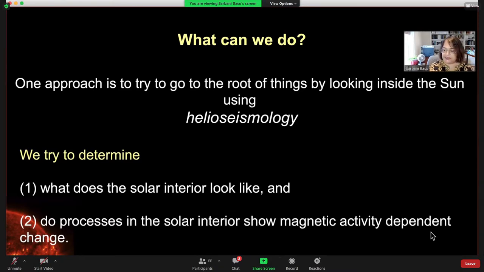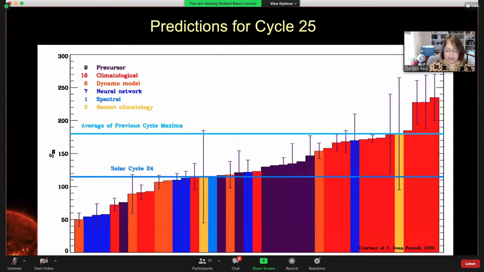There's a question asking what I mean by the strength of a solar cycle. It means, at the maximum of the solar cycle, what is the number of sunspots that you will see? Because at the minimum there are no sunspots, the number of sunspots increases to a maximum, and then decreases. So what is the maximum that we see at any given time on the sun? That is the strength of the solar cycle.